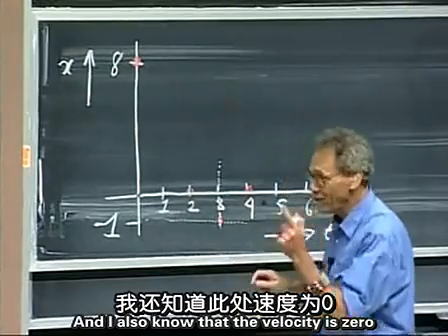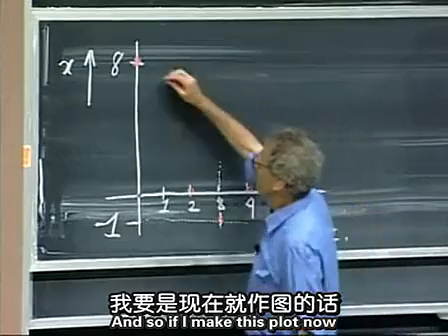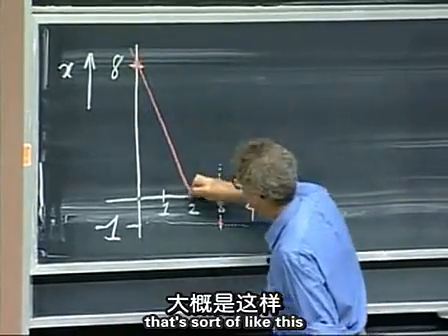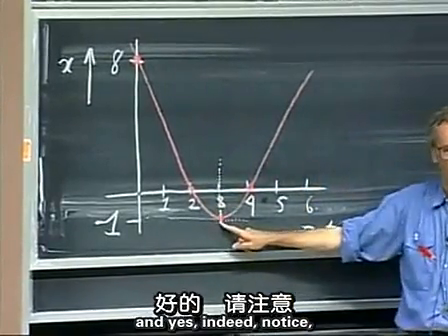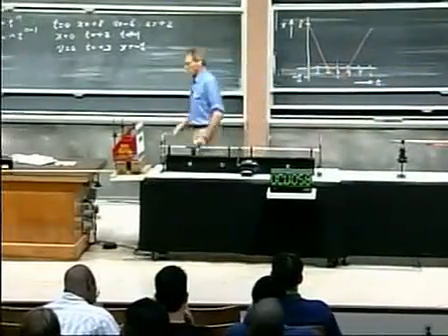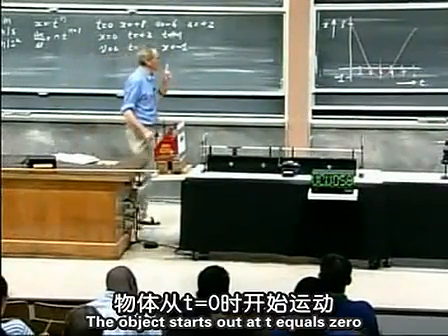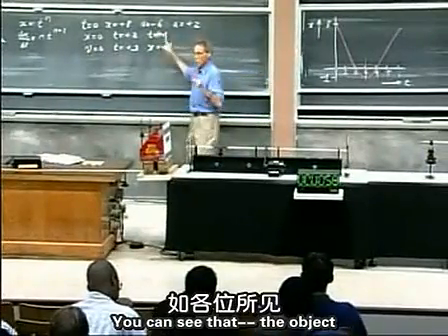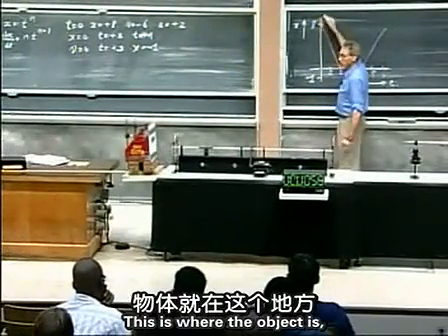And I also know that the velocity is 0. So we can check that. If I make this plot now, then we would get a curve that's sort of like this. And yes, indeed, notice the velocity here is 0. The angle alpha equals 0. The object starts out at t equals 0 with a negative velocity. You can see that. The object at t equals 0 is here. This is where the object is. I hope you realize that.